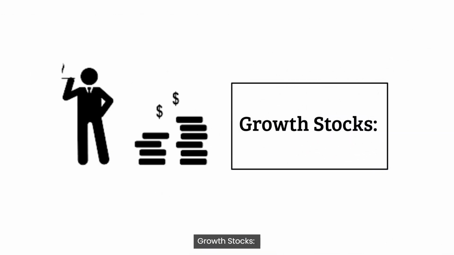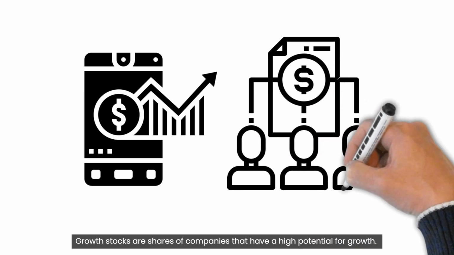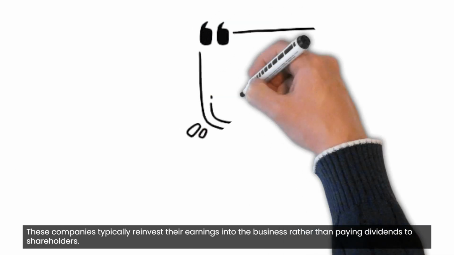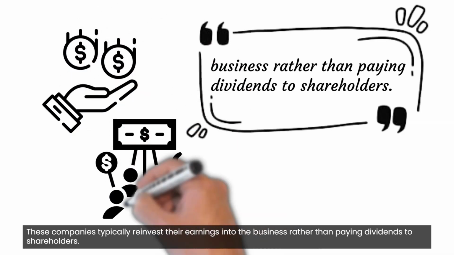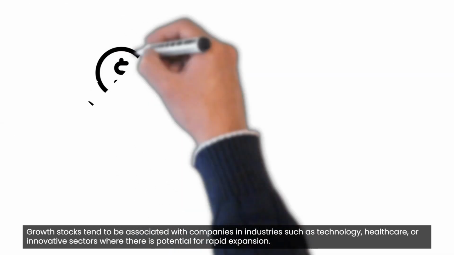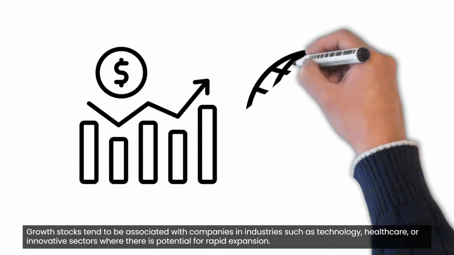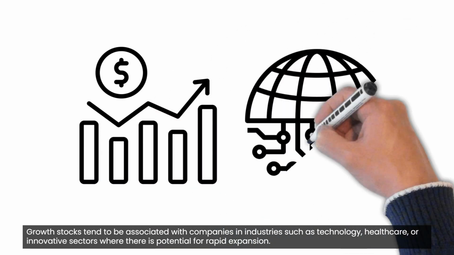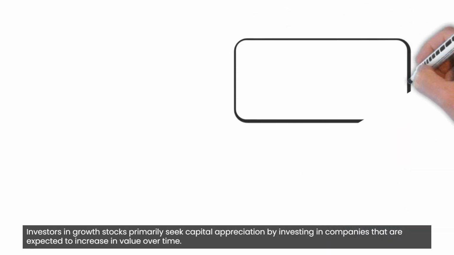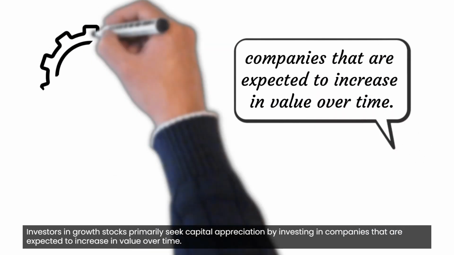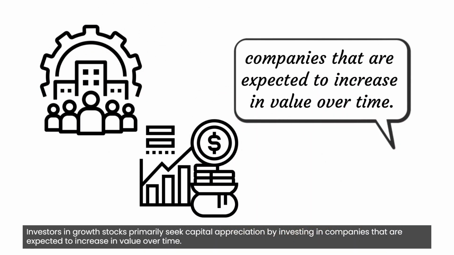Growth stocks. Growth stocks are shares of companies that have a high potential for growth. These companies typically reinvest their earnings into the business rather than paying dividends to shareholders. Growth stocks tend to be associated with companies in industries such as technology, healthcare, or innovative sectors where there is potential for rapid expansion. Investors in growth stocks primarily seek capital appreciation by investing in companies that are expected to increase in value over time.